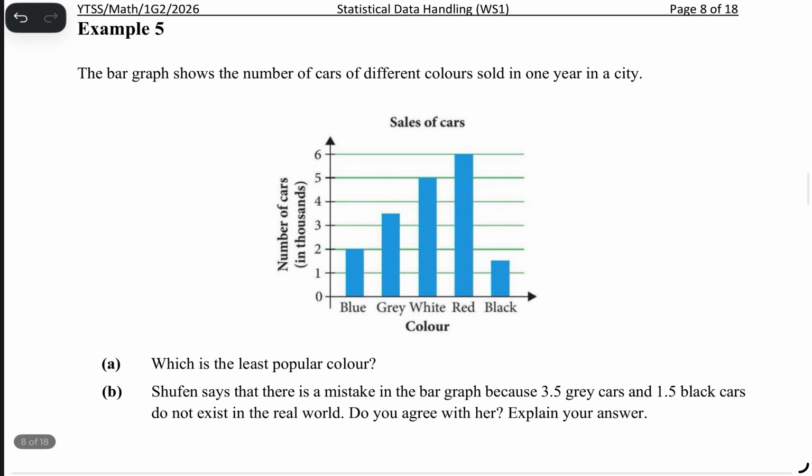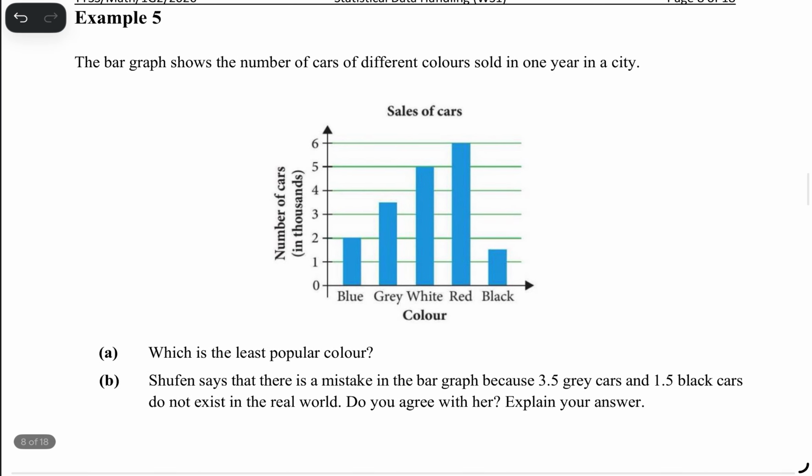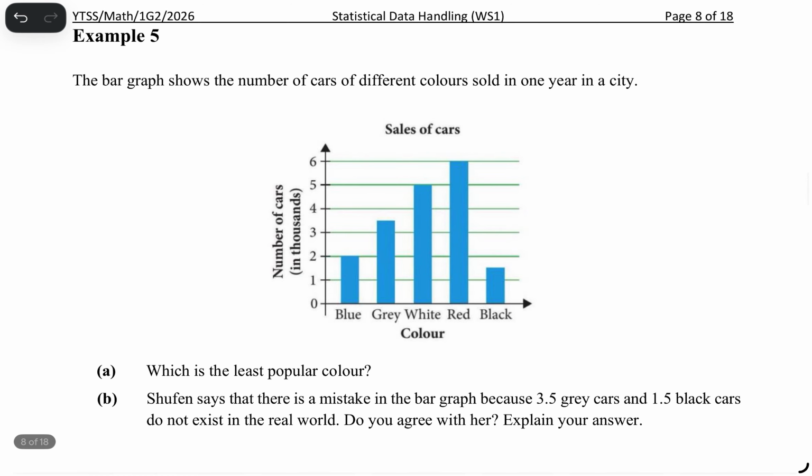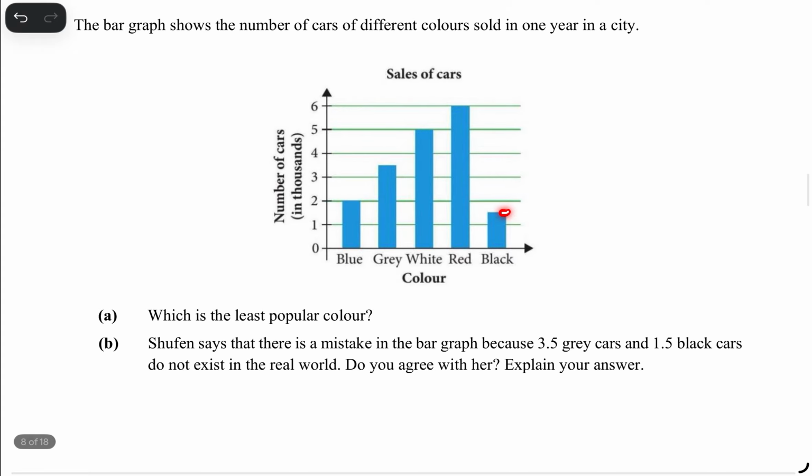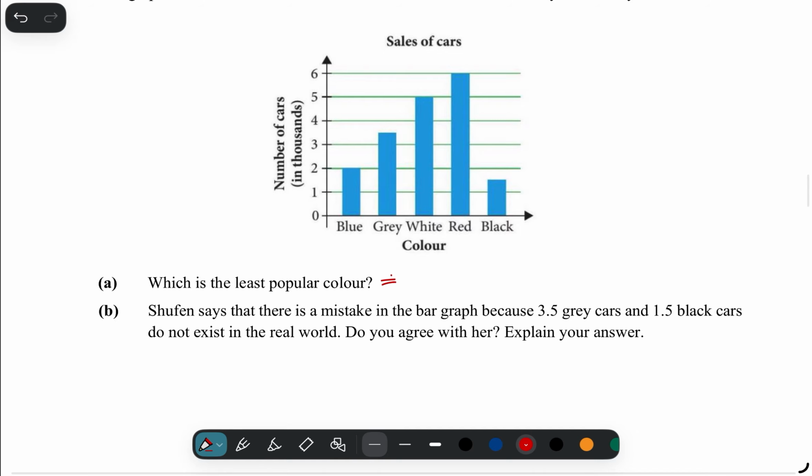I'm given a bar chart over here that shows the number of cars of different colors sold in 1 year in the city. Which is the least popular color? I hope you can see very clearly from this diagram. This is the number of cars. This is blue, gray, white, red, black. Which one do you think is the least popular color? The vertical axis tells us the number of cars in thousands. Since black is the shortest bar, it is obviously the least popular. The least popular is black.